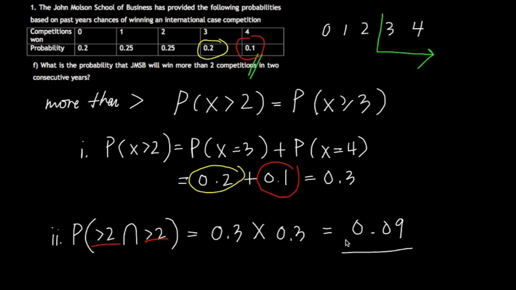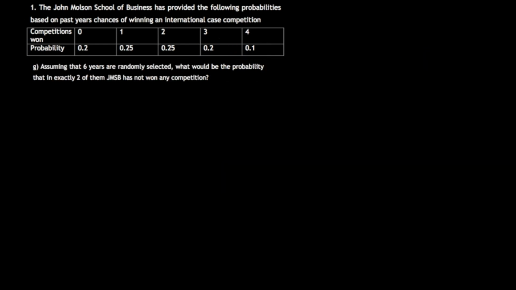Let's move on to the final part of the question, G. So let's finish off with question G. Assuming that 6 years are randomly selected, what would be the probability that in exactly 2 of them, JMSB has not won any competition? Now, there are different ways to solve this question. The easiest, I'm going to introduce very briefly binomial, just because it's definitely the quickest way to get around this question, okay?